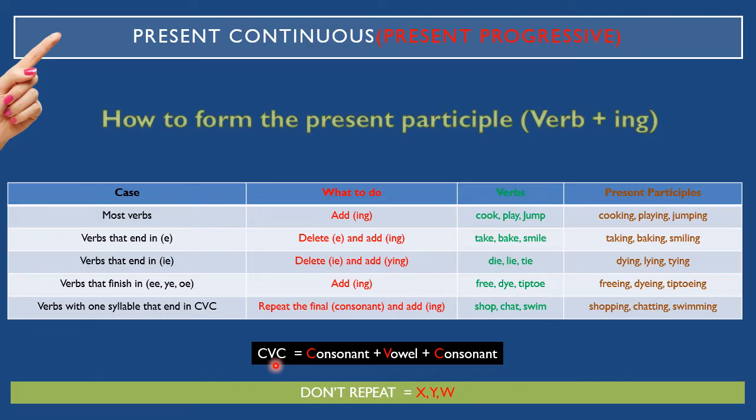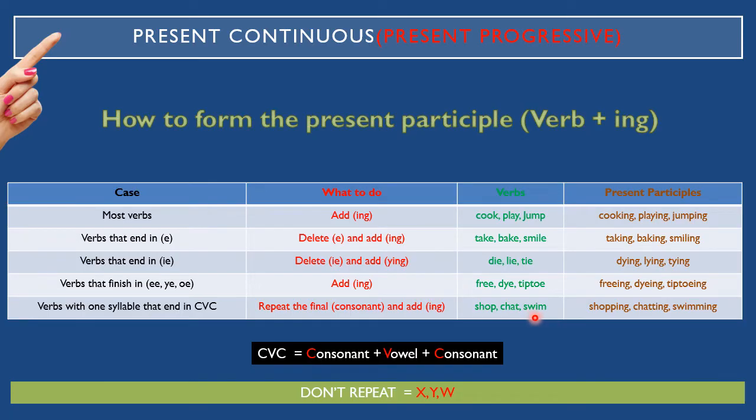Consonant, vowel, consonant. For those verbs that have one syllable and finish in CVC, you need to repeat the final consonant and add ing. For example, shop. Shop has only one syllable. Chat and swim. These three verbs have only one syllable. So what do you need to do? You need to repeat the final consonant because they finish in CVC.